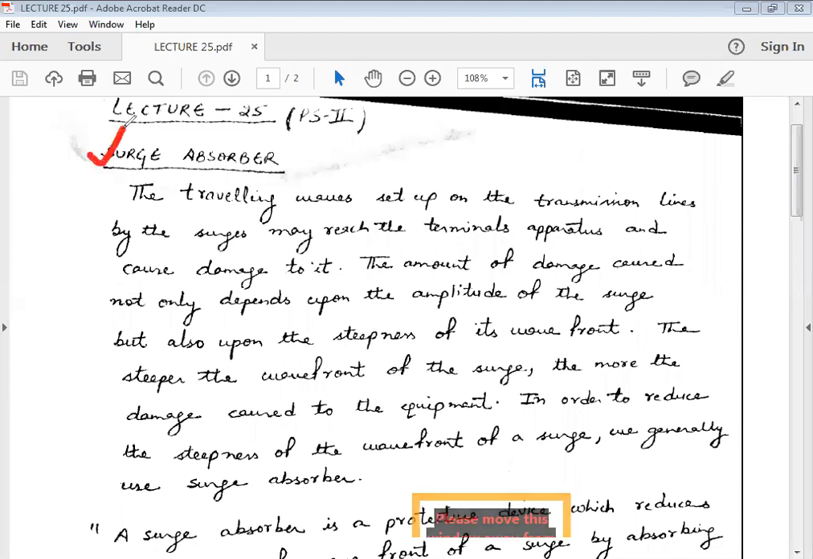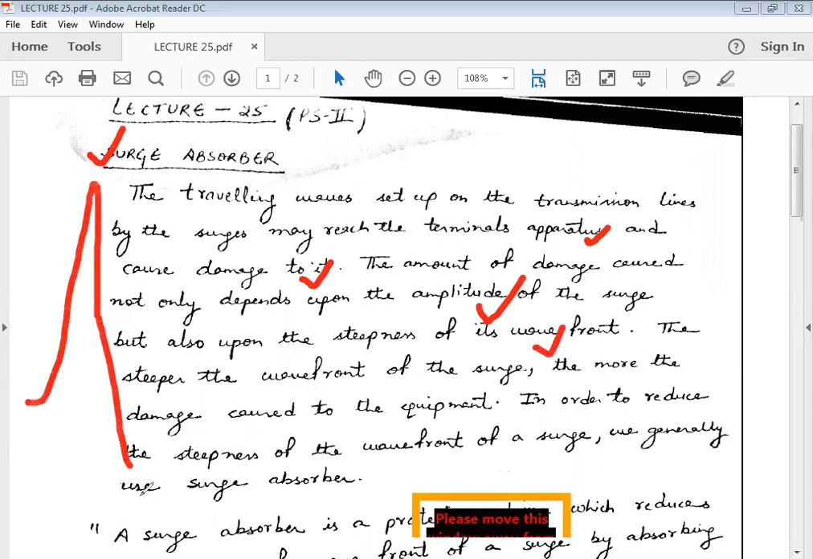The traveling waves set up on the transmission line by the surges may reach the terminal apparatus and may cause considerable damage to it. The amount of damage caused not only depends upon the amplitude of the surge, but also upon the steepness of its wavefront.